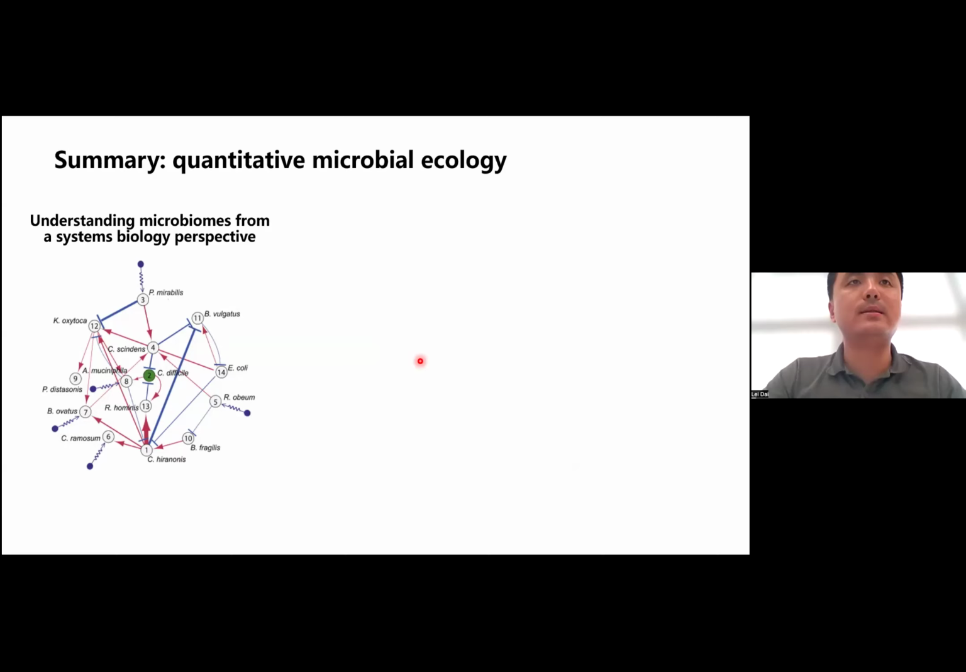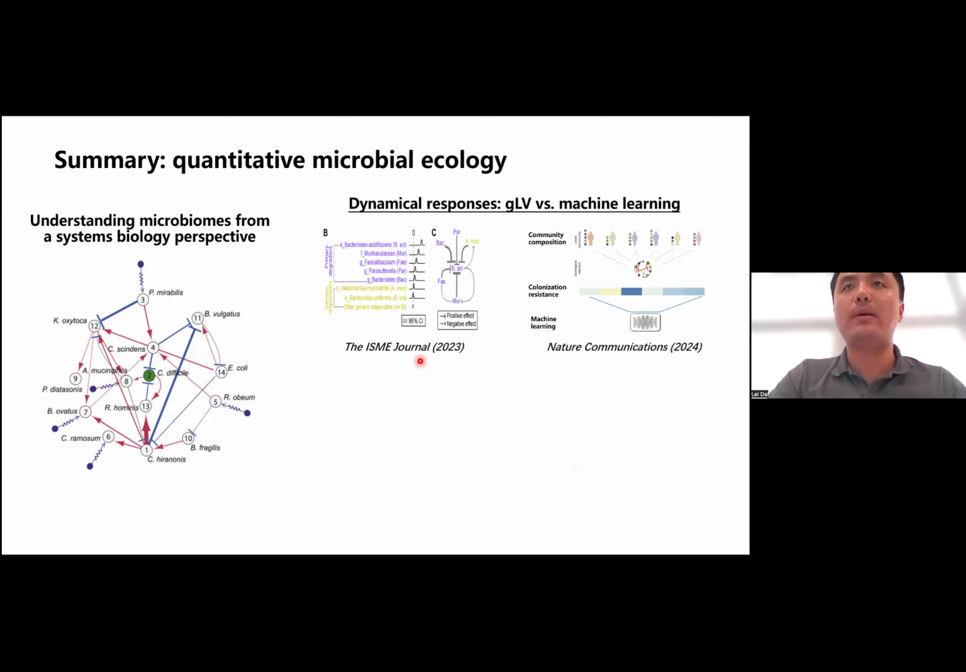I just summarized the work I mentioned. We really need to understand microbiomes from a systems biology perspective. I think quantitative and mathematical methods help a lot. In the dynamic response, there are two stories that I spent most of my time on. One is a white box approach, where you start with a parametric model and then try to understand the interaction terms. Another is a deep learning, machine learning model, where you have a black box model and try to predict the function.